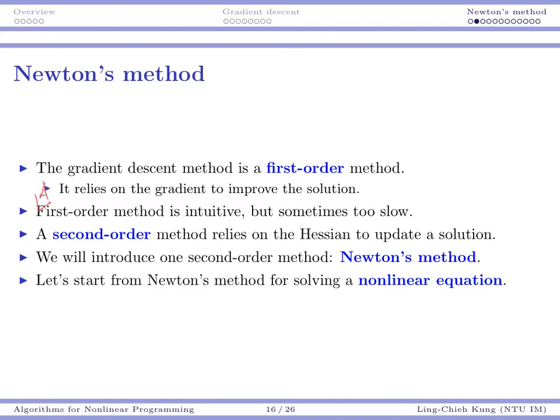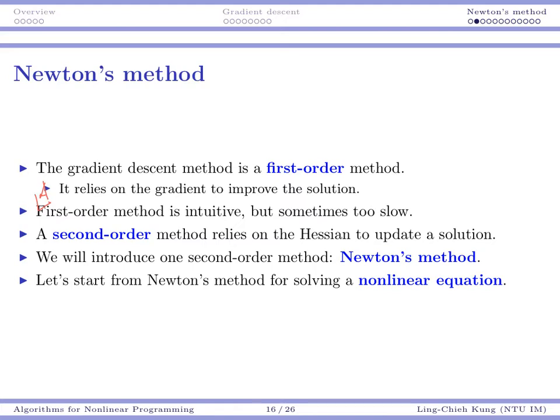Why is a first order method too slow? There's actually no special reason. It's simply because your function is nonlinear. It's curved, but you only look at its first order approximation. That means you give up a lot of information that you may utilize to speed up your algorithm.